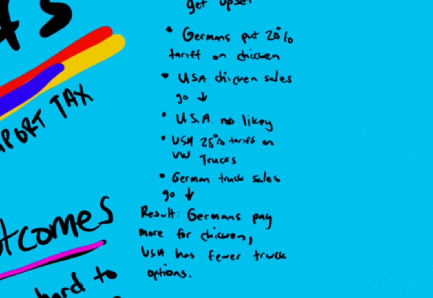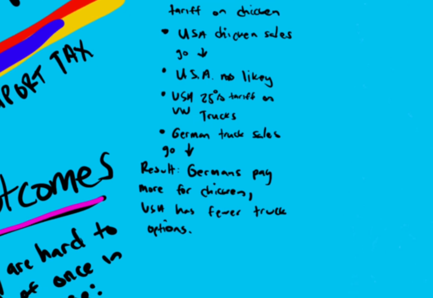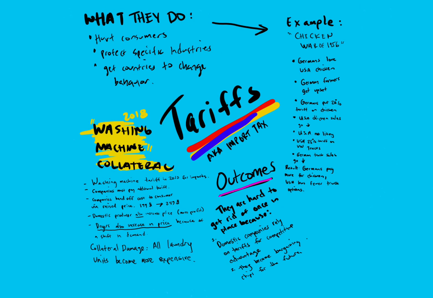And what happens after we put a tariff on Volkswagen trucks? Well, we know that a tariff is a tax, and that means that, yes, you got it, German truck sales went down. So what was the result of all this? Well, the result is that Germans ended up paying more for chicken and the USA had fewer truck options. Woo! Tariffs. Everybody loses. Cool.